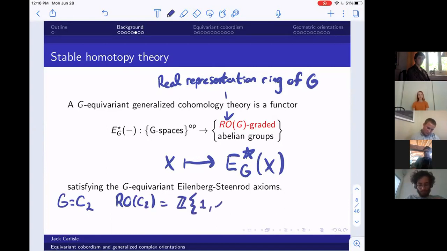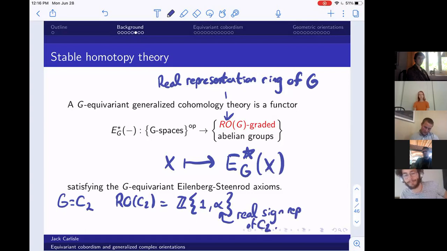on generators 1 and alpha, where I'm thinking of alpha as the real sign rep of C2. And so in this special case, this is telling us that our homotopy groups and cohomology groups and homology groups are bigraded. So we'll have cohomology groups, for instance, that look like E upper M plus N alpha of X, where X is some C2 space.